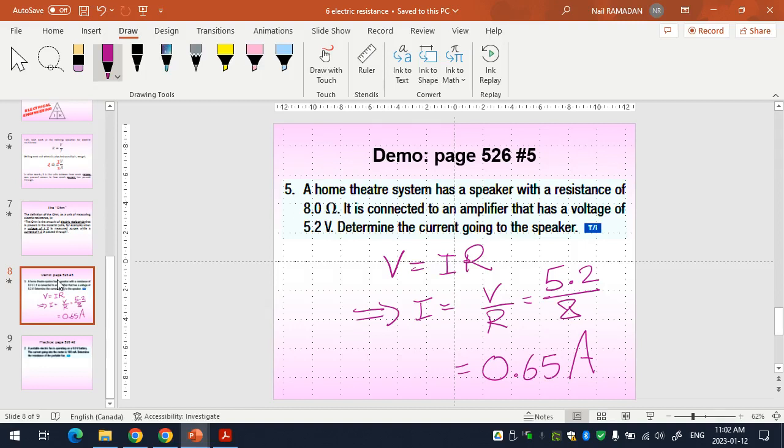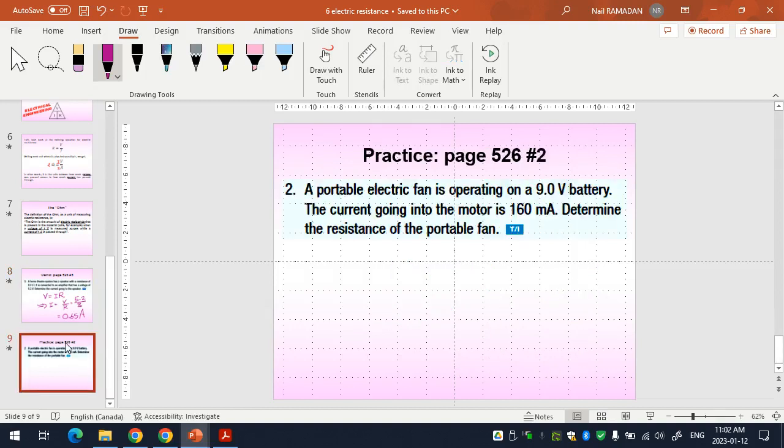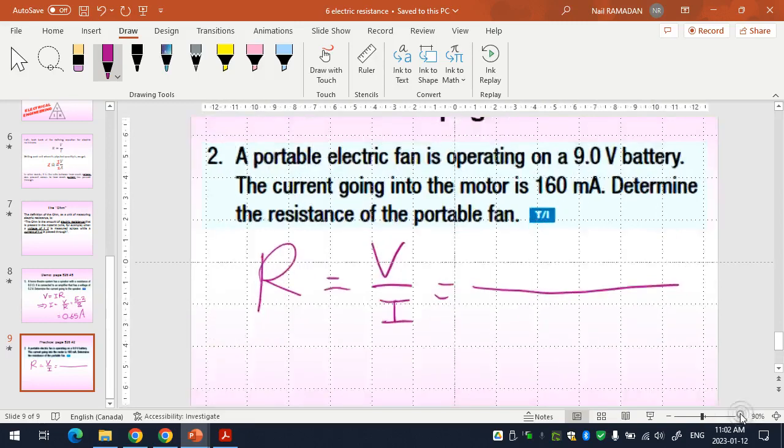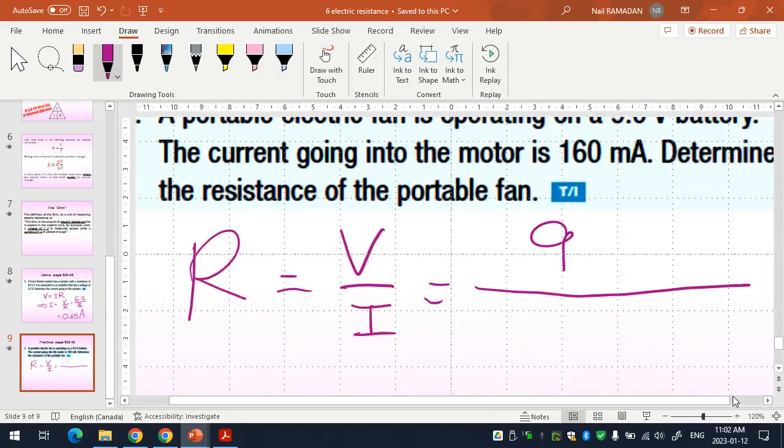Okay, next one. A portable fan is operating at a voltage of 9 volts. The current going through is 160 mA. What's the small m? Milli, like millimeter, milliliter. Thank you. Determine the resistance. So R equals V over I. What's my voltage? Come on. 9 volts. How are you going to write 160 mA? 0.16. What's another way?